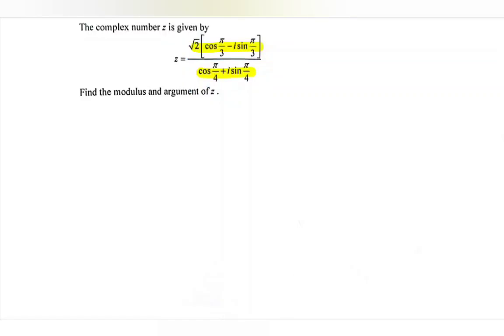So how do we convert into the Cartesian form? Very easy, just expand the expression. By referring to the special angles, we have cos pi over 3, and we know that pi over 3 equals 60 degrees. So cos 60 is 1 over 2, minus i times sine 60, which based on the special angle is square root of 3 over 2. Over, for cos 45 we have square root of 2 over 2, plus square root of 2 over 2 i for the sine 45.